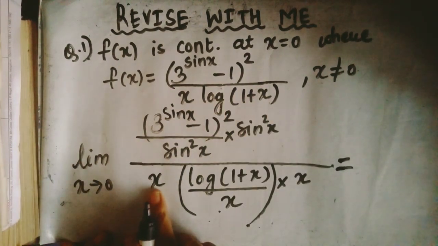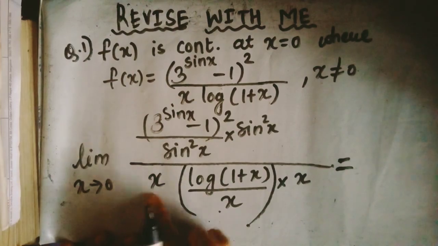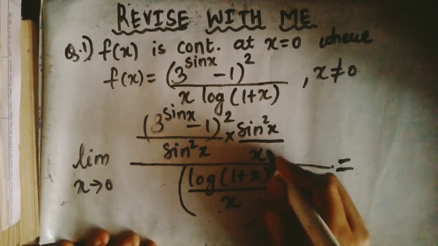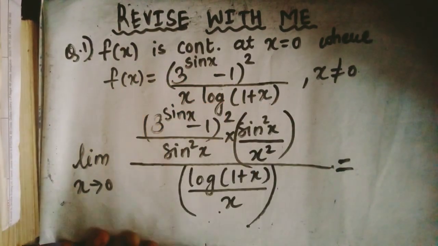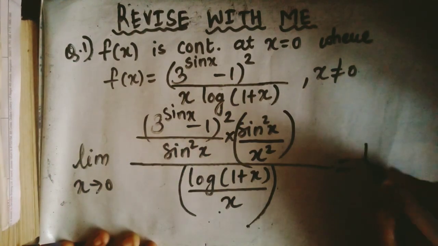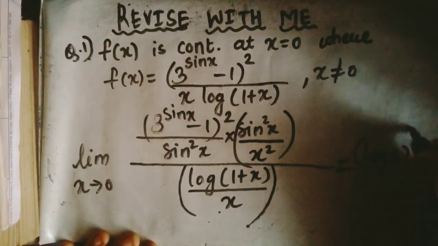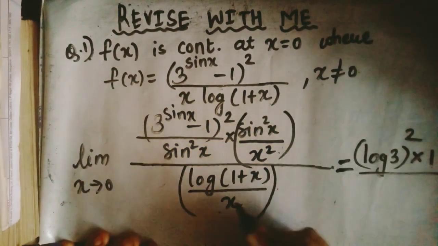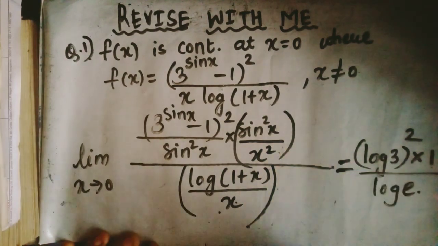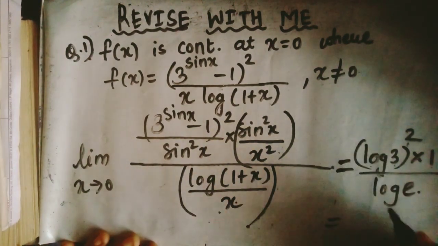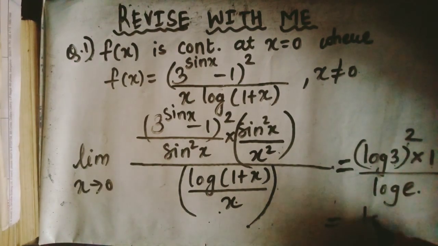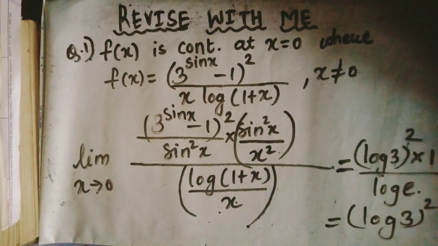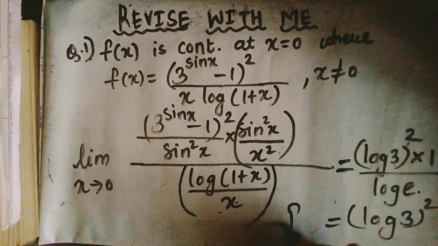Now this is x square, right? So that x square I can write here. It is in the denominator, correct? So we have all the limits. So this becomes your log 3 square, okay, into 1 divided by log e. So the final answer is log 3 square, yeah, this is the final answer. Okay, and this is your f of 0.